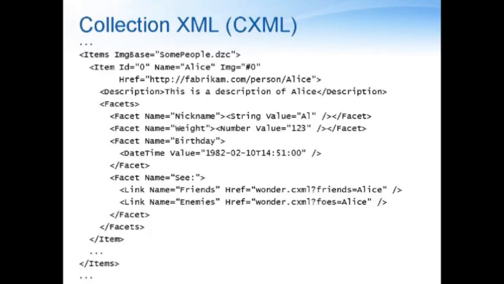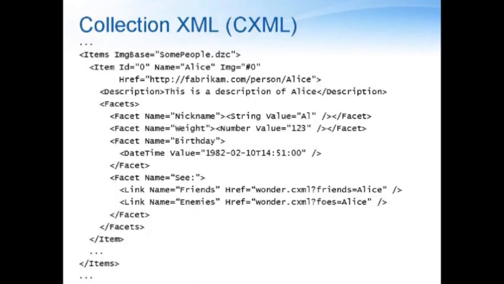Here we have an href, a URL to actually the data behind that person if you double click on the item so that you can launch off to that page, a short description, and then the list of the facets. You can see here that we have specified the nickname as Al, the weight as number 123, a birthday, and under the C facet, we've specified multiple items. In Pivot, all facets are multi-value properties. You can set any number of items or any number of values on a particular facet.